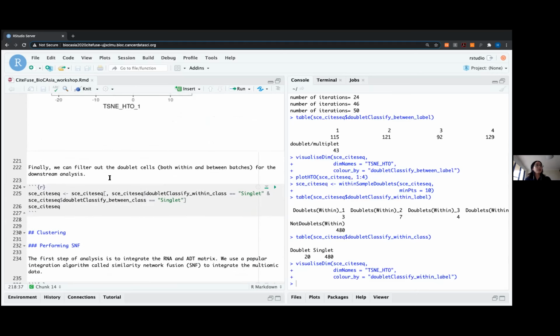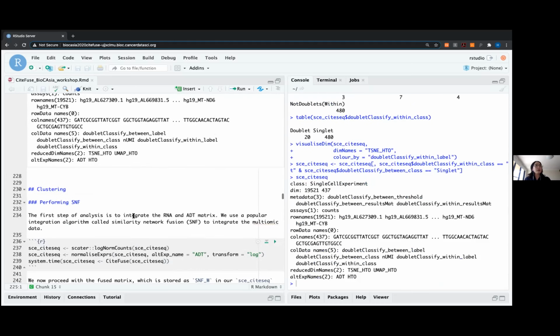So finally, what we can do is filter out the doublets, both the within-sample and between-sample doublets, from our single cell data. To do this, we just select for the singlets for the within and cross sample, and we filter them.